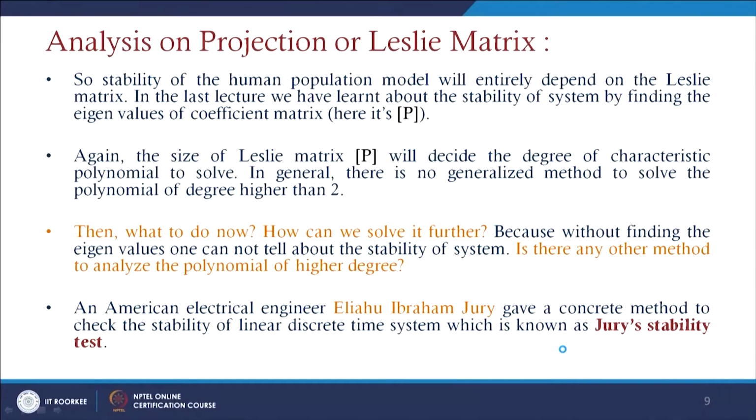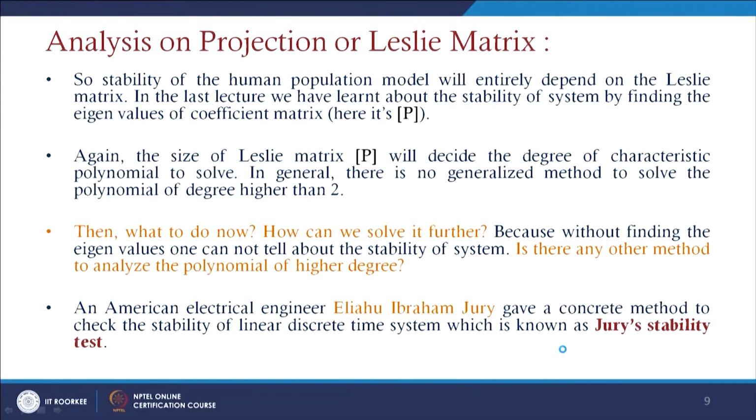Then what do we have to do now? How can we solve it further? Because without finding the eigenvalues, one cannot tell about the stability of the system, and is there any other method existing to analyze polynomials of higher degrees? So, an American electrical engineer named Eliyahu Ibrahim Jury gave a concrete method to check the stability of a linear discrete time system, which is known as Jury's stability test.